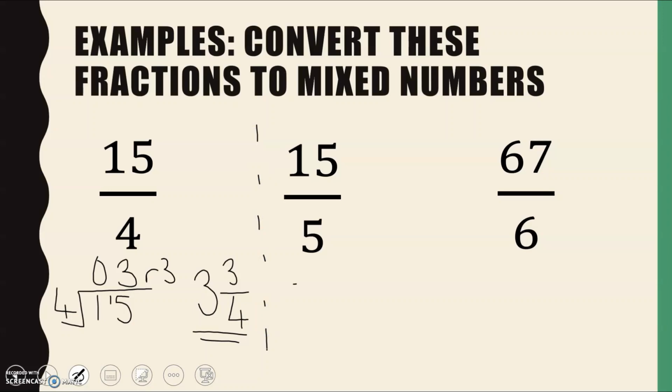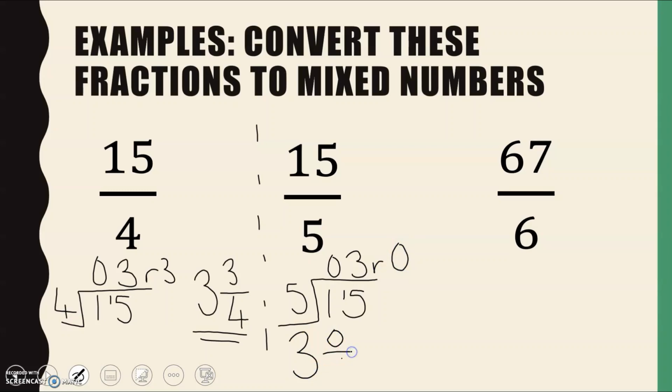15/5, well let's have a look at this. So 5 goes into 15, can't go into 1, but it does go into 15 3 times. We don't have a remainder. This time it's a remainder of 0. So really it would be 3 whole numbers and 0/5. But if I've not got any of those fifths, I can just write that as 3 whole numbers. And that makes sense. 15 divided by 5 is just 3.